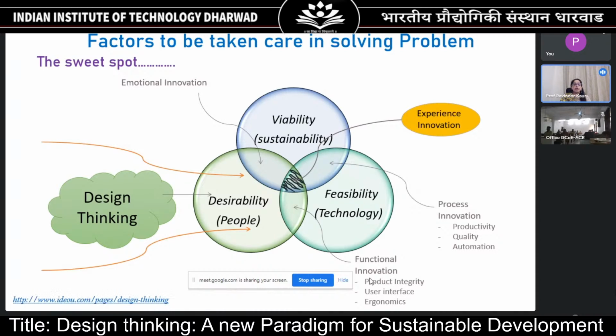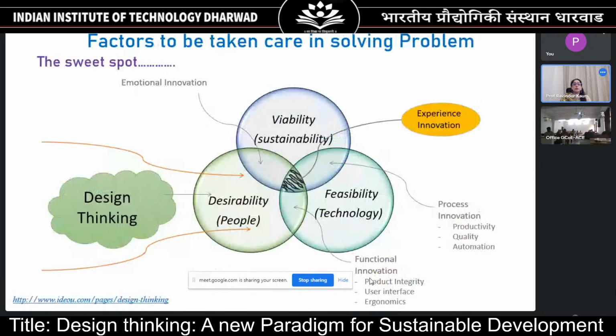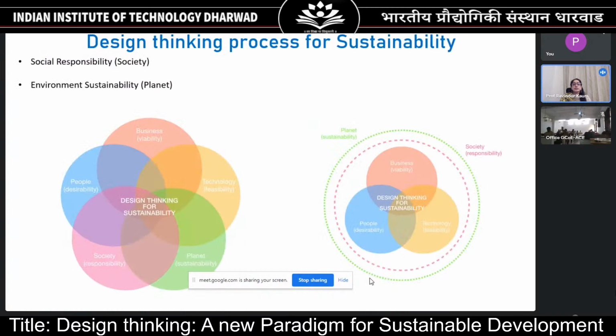So we always look for the sweet spot where all these three things are taken care of, which is not possible in most of the cases, but this is what we want to do. So this is basically your design thinking. And now when we talk of sustainability through design thinking, we have two models coming into picture. One talks about the overlapping circles model, where there's an overlapping of obviously these three, which is desirability, feasibility, and viability.